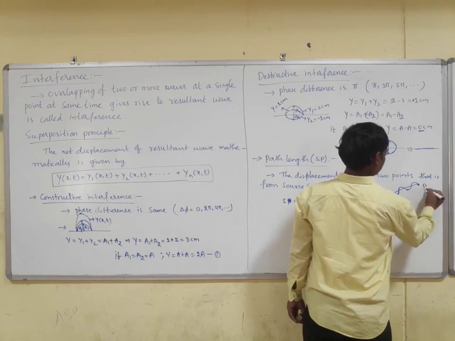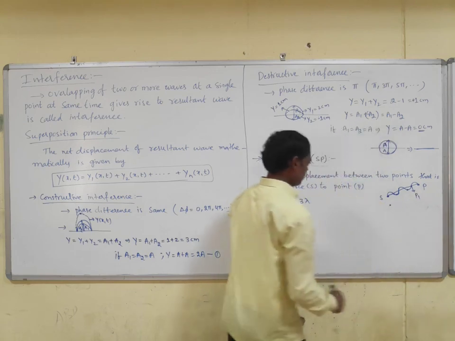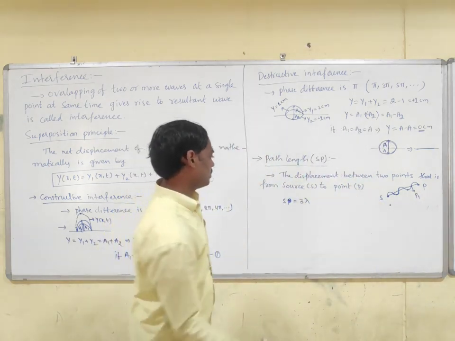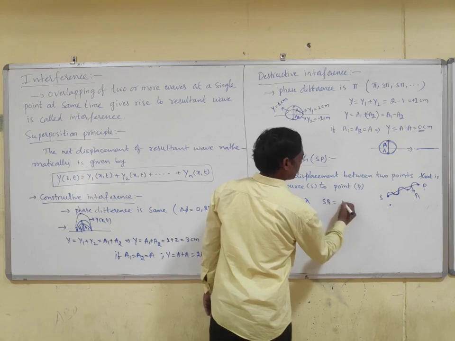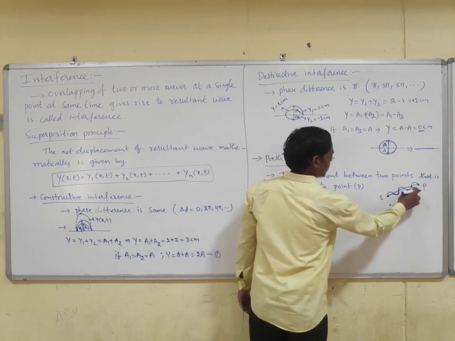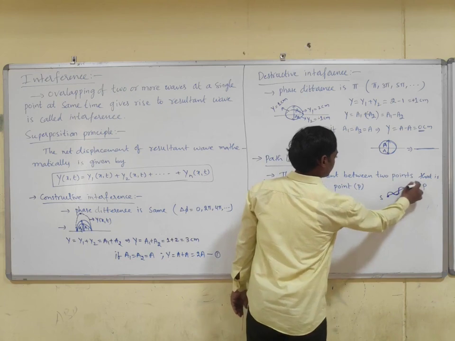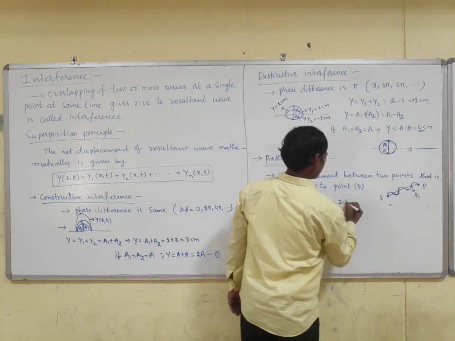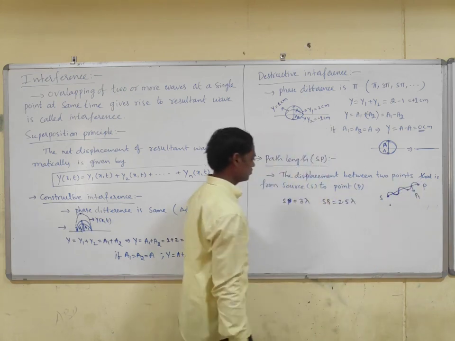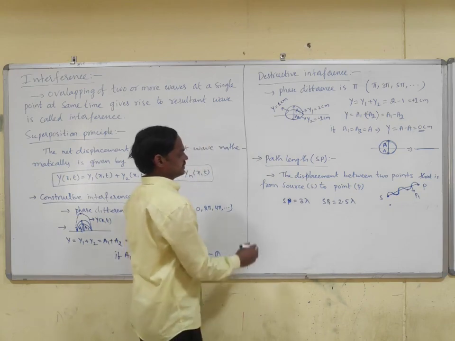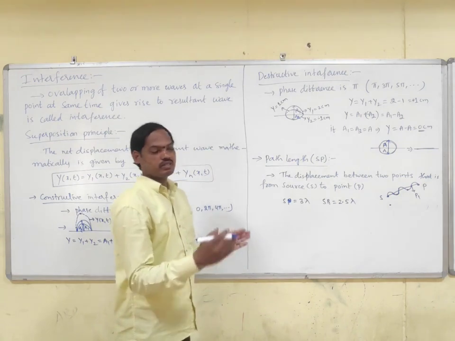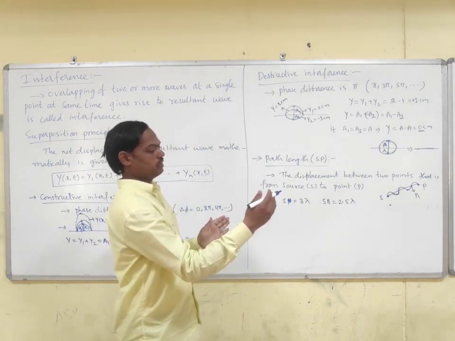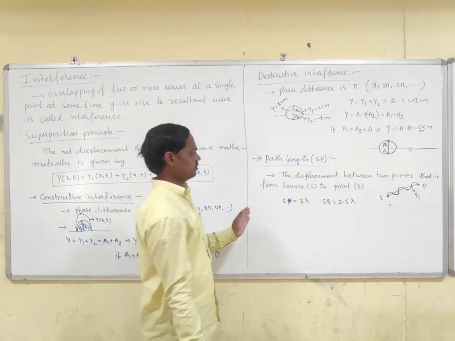Up to this, if this is point P1, now S1P is equal to how much? 1 plus 1, 2, and this is 0.5. So 2.5 lambda is S1P. Now this is the path length. Path length means how much distance the wave traveled. That is the path length.